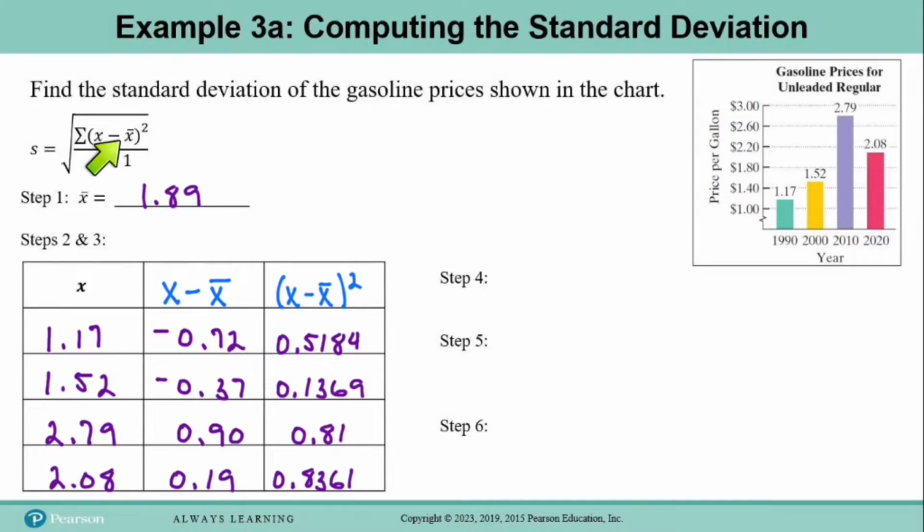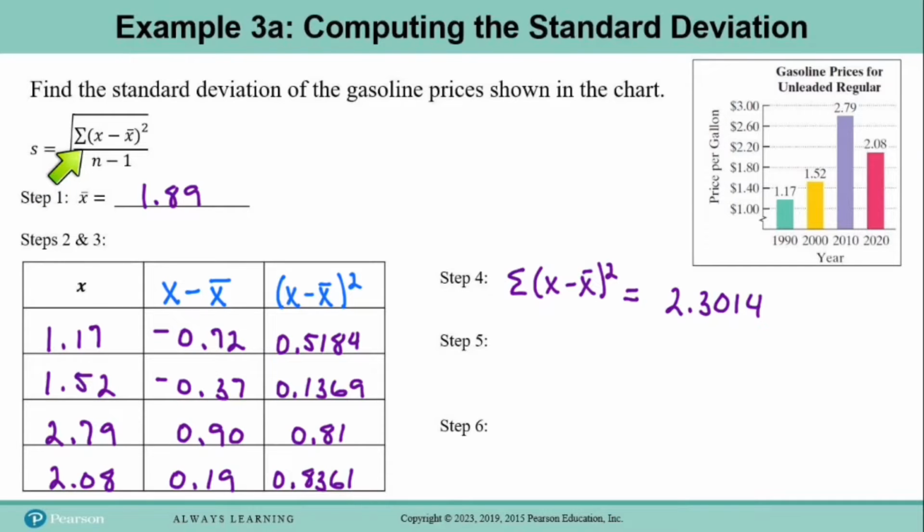And now what do we do next? What does the formula say comes next? After we find all the squared deviations, we sum them. So we add all 4 of these squared deviations together. So you'll say 0.5184 plus 0.1369 plus 0.81 plus 0.8361, and you'll get a sum of 2.3014.